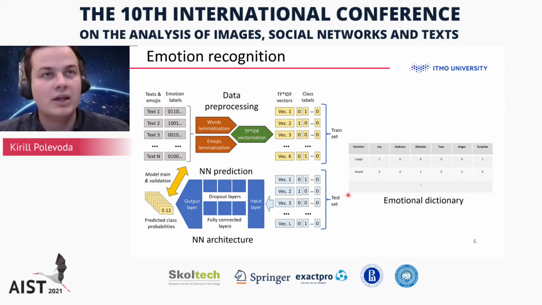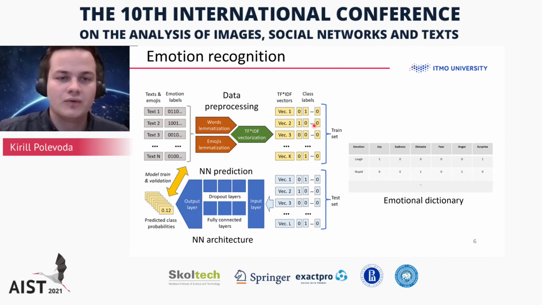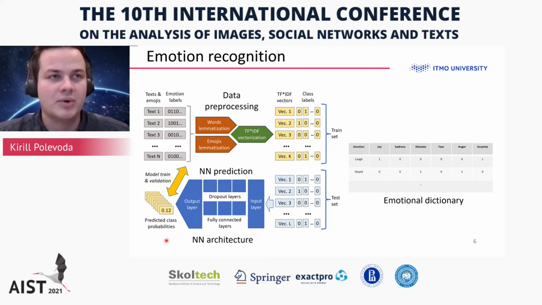Here you can see our neural network architecture. We perform simple TF-IDF vectorization, train our network with fully connected layers, and predict the class probabilities for each of the six emotions for each text. And then we create an emotional dictionary. For example, we match every word in this model to a six-dimensional vector that represents the presence or absence of a particular emotion in this word. You can see an example here.